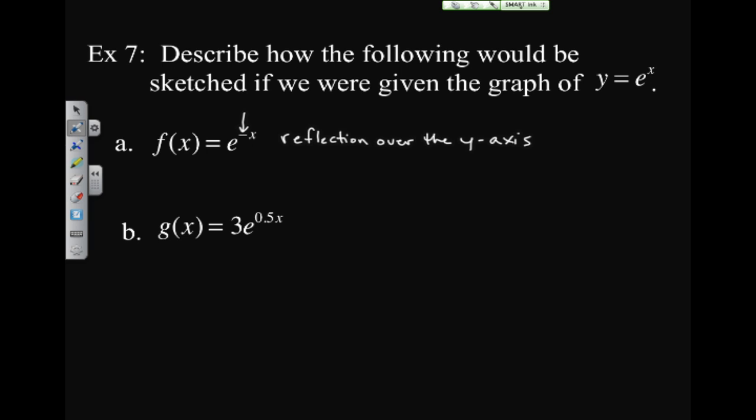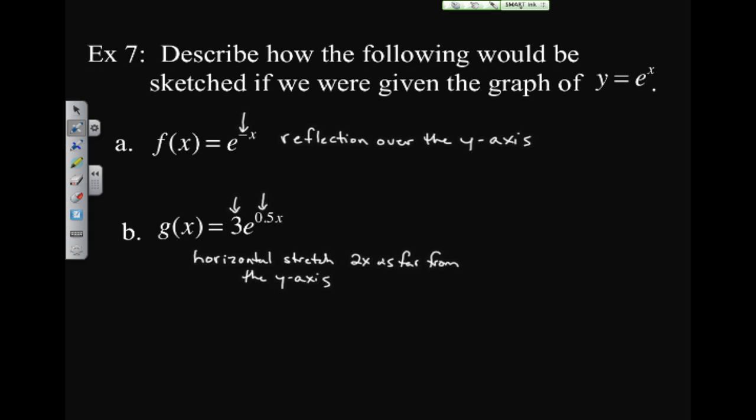The second one, part B, notice there's a couple things that happen. We've got a 3 here and a 0.5 here. So let's deal with the 0.5 first. It's in the exponent. The 0.5 is going to be a horizontal, again, it's affecting the x. It's a horizontal stretch. And if you remember, it always works the opposite of what you think. So you would think it's a shrink half as far, but it's actually a stretch 2 times as far from the y-axis.